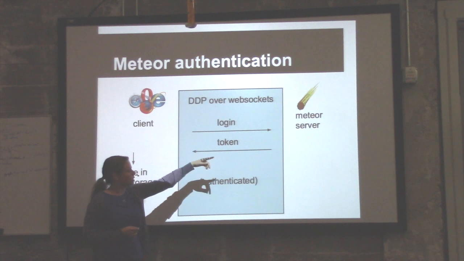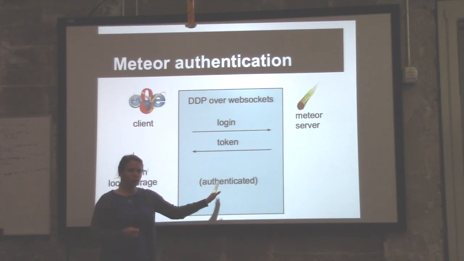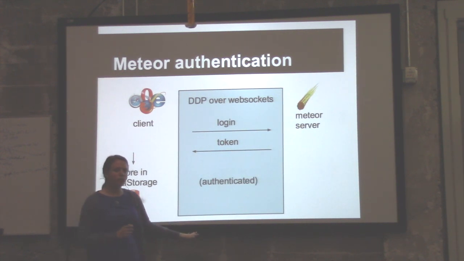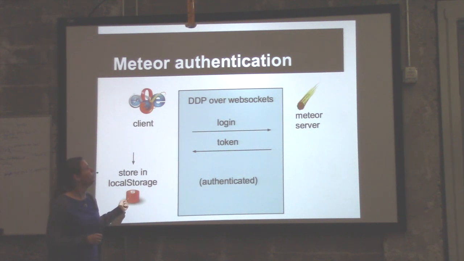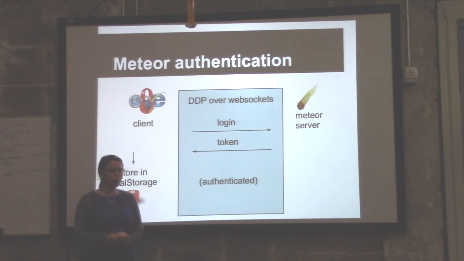So after the client has logged in, this connection gets marked as authenticated, and any messages from the client after this, they act on behalf of the user. They're authenticated messages. Now, if the client closes this connection and later goes to open a new connection, it can use this token in local storage to log in with the server and authenticate that second connection.